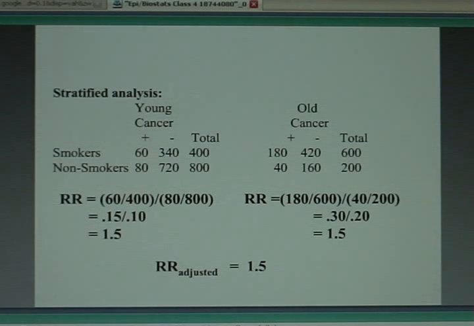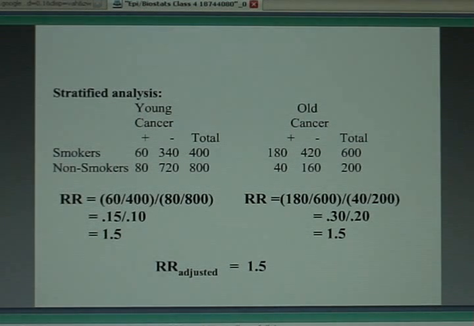If I had 1,000 smokers to begin with, and 600 of them were old, that means 400 had to be young. If I had 240 cases of disease occurring among all 1,000 smokers, 180 of them were the old people, that means 60 of them would have to be the young smokers. And likewise, I'd have 800 young non-smokers, and I have 80 cases of disease among them.